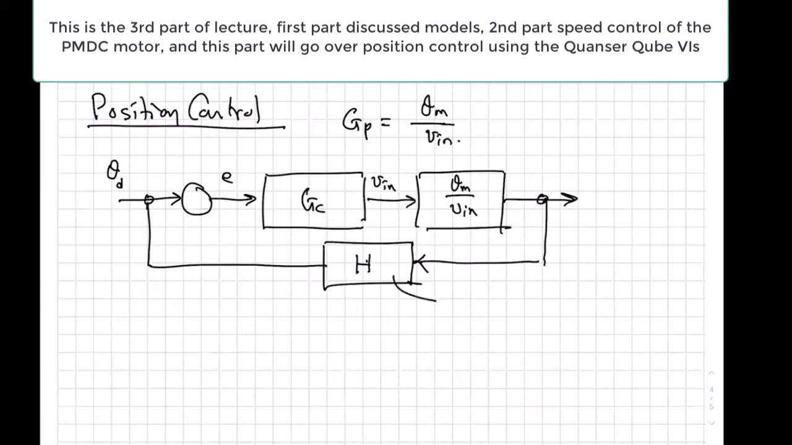So you could use here the encoder. You could even use the tachometer, but that gives you speed and you have to integrate it. You don't want to do that. You want to use the encoder. That's going to give you a direct theta measurement.